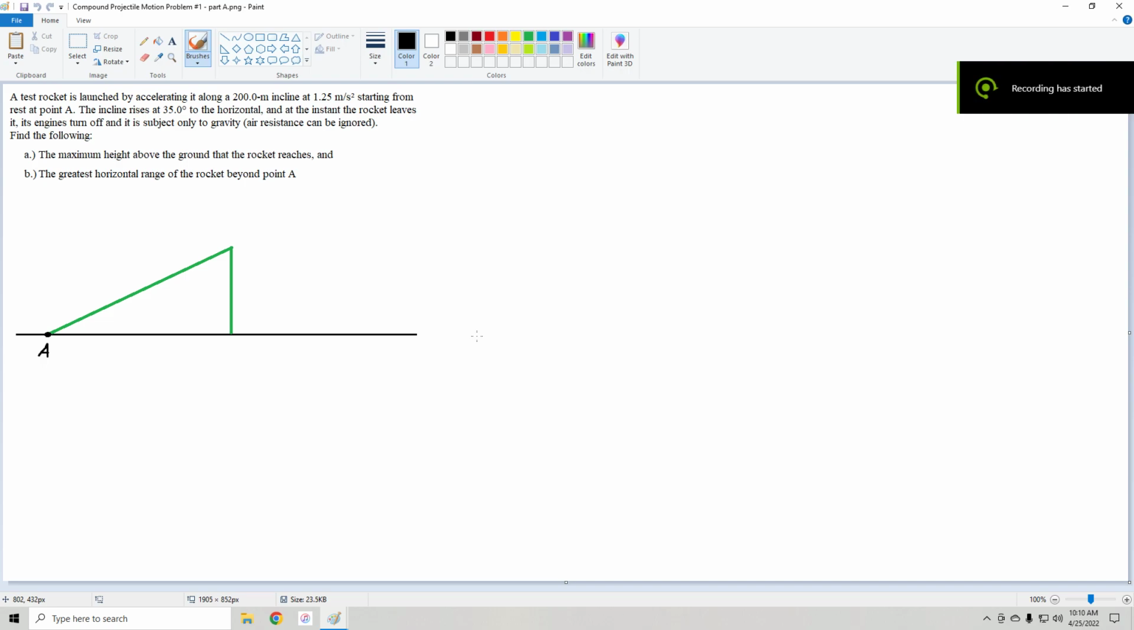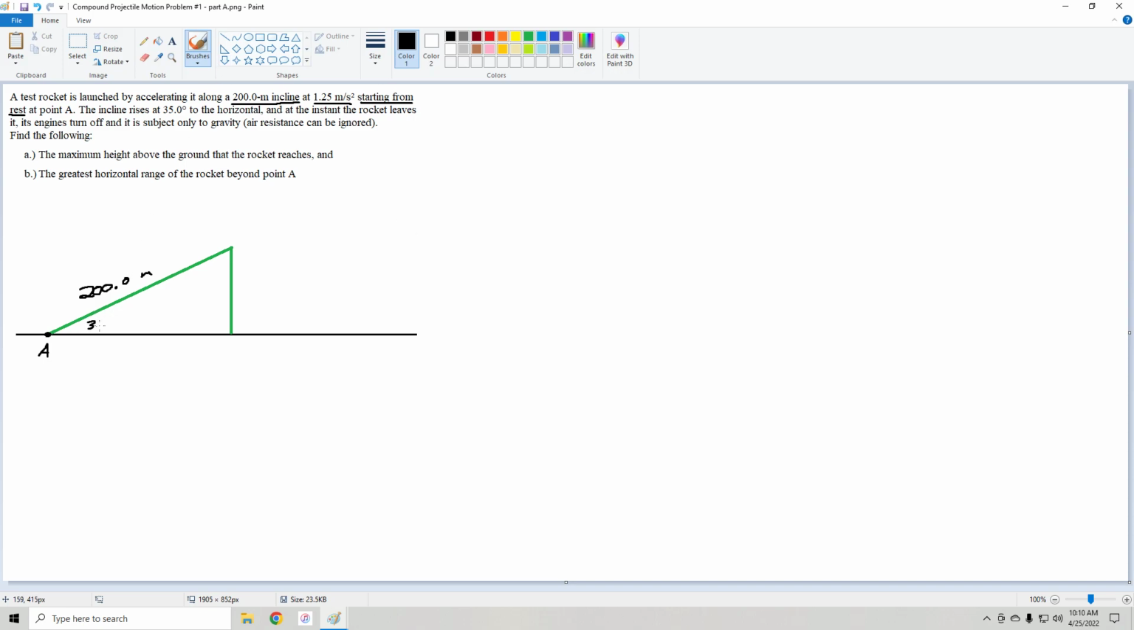This is a more challenging projectile motion problem that involves multiple stages. And we're told that this test rocket is launched by accelerating it along a 200-meter incline. In fact, I'll label that now, 200 meter, at 1.25 meters per second squared, starting from rest at point A.